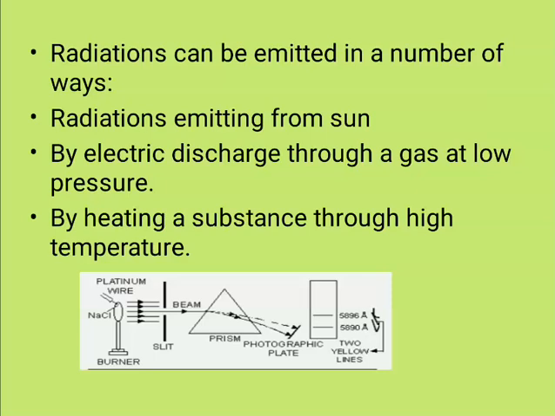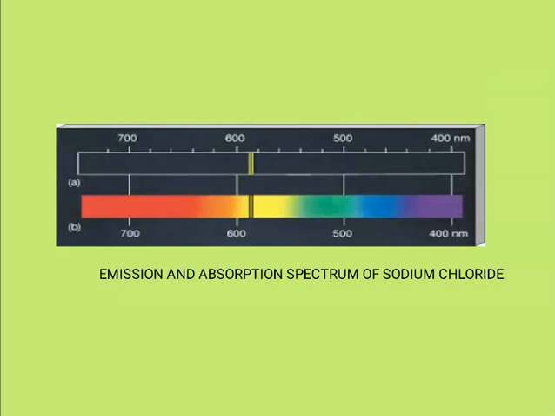When we discussed the absorption spectrum of sodium chloride, I told you that these two lines were missing from the spectrum. But when we observe the emission spectrum of the same substance, only these two radiations are emitted. So that means the absorption and the emission spectrum are complementary to each other. The lines which were missing in the absorption spectrum are only visible in the emission spectrum. So they are complementary to each other.